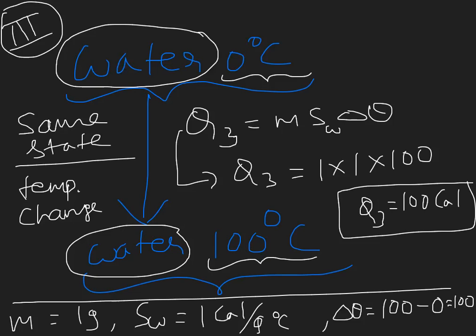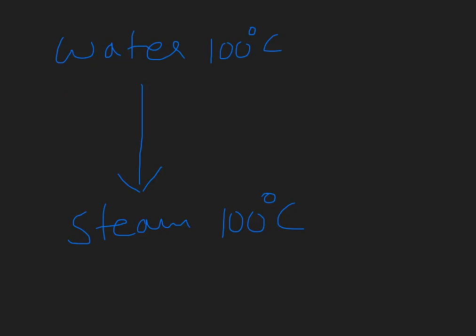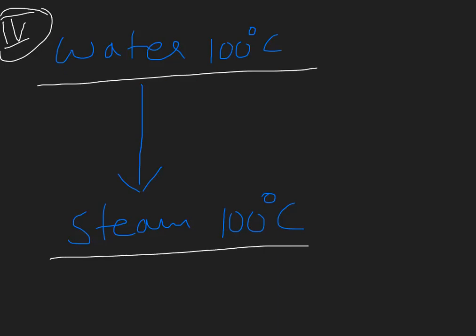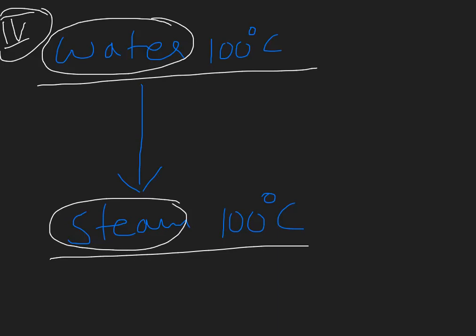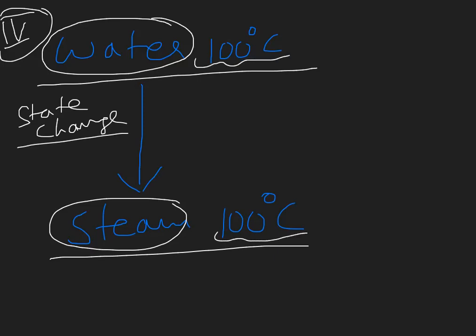Now again, fourth step. What is our fourth step here? Yes, the fourth step is water at 100 degrees centigrade to steam at 100 degrees centigrade. Initially it is water, now steam. That means state change. But the temperature is 100 degrees centigrade, constant.